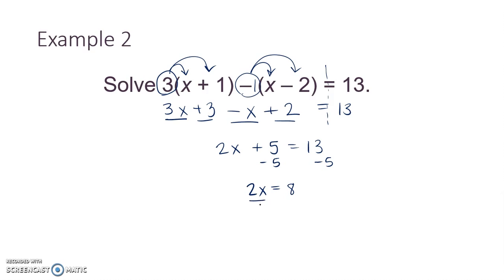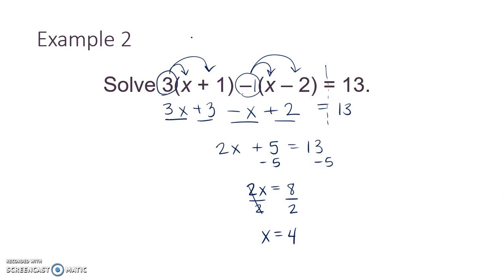And then divide by 2 on each side because we have 2 times x. So we want to do the inverse operation. And our 2's cancel. We end up with x equals 4. And then, of course, go back, check your answer. You might even be able to do this one in your head.